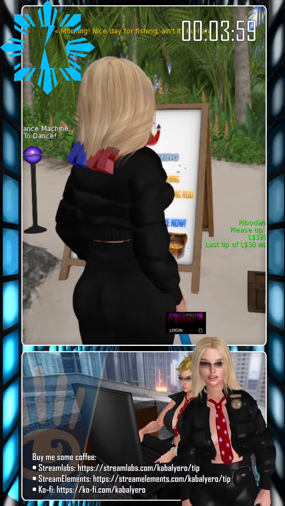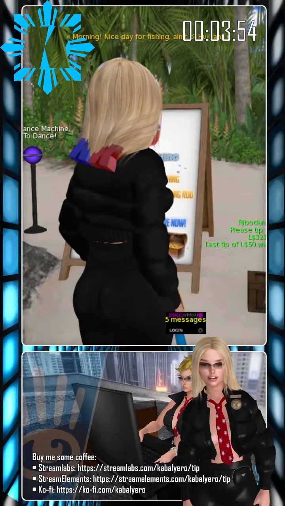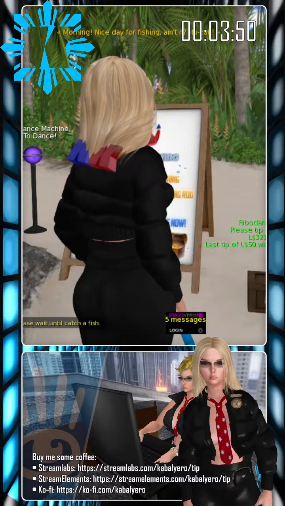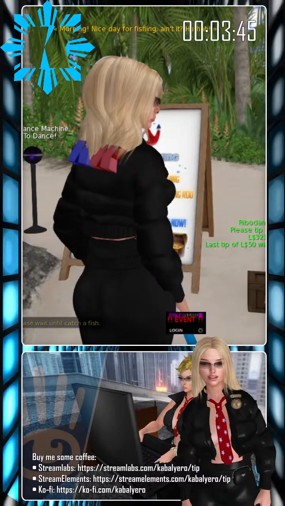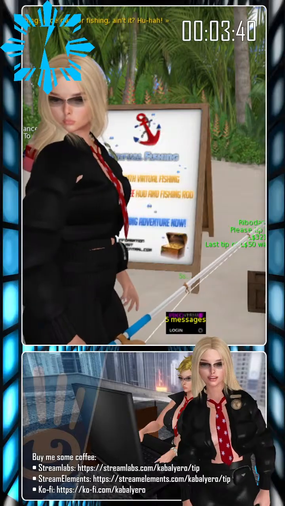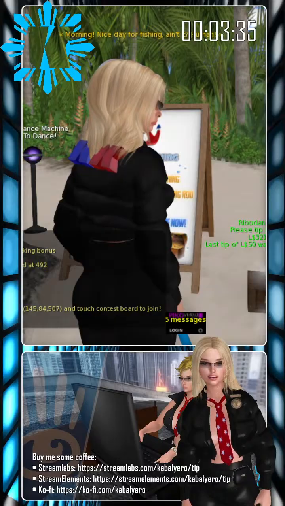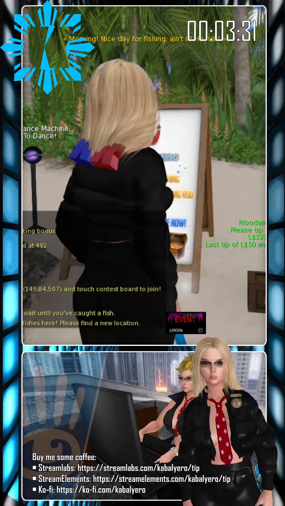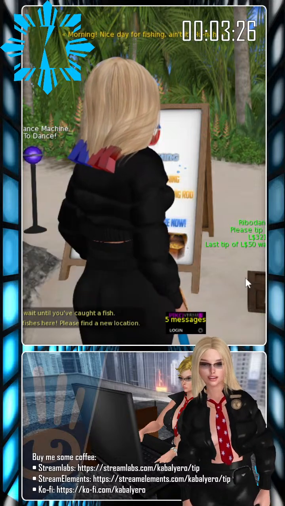Okay, last cast. Yeah, let's see. Earnings is at 20.5. So this is the last cast, at least for this buoy. There's one more buoy here in Stress Free. Okay, there you go. So I got 21.1 Linden Dollars this time.